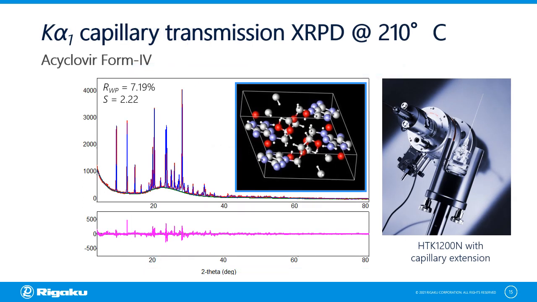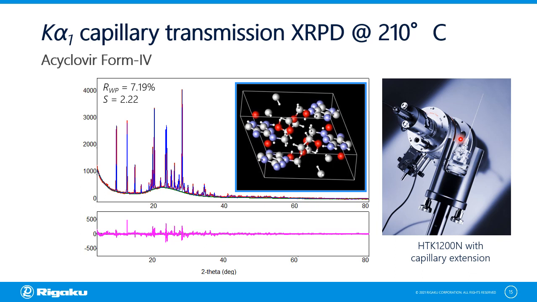So we place the acyclovir powder used in the XRD-DSC measurement into a capillary and heat it up to 210 degrees C to investigate the crystal structure of form 4. So we had the HTK 1200N with capillary extension. By this option, you can apply heat to the capillary.